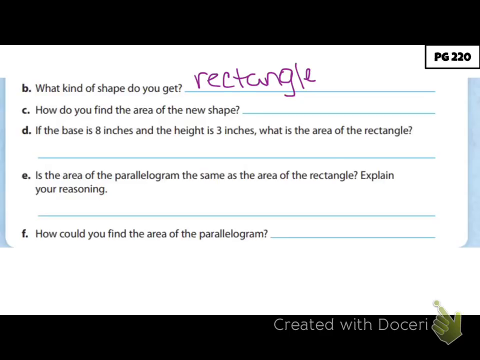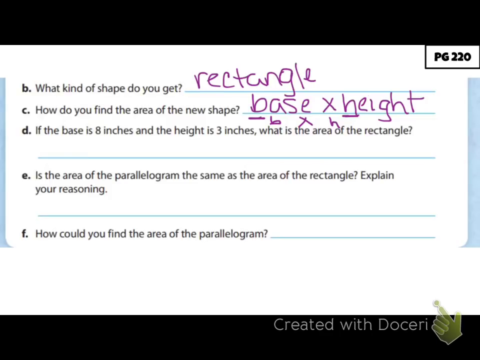C, how do you find the area of the new shape? We've talked about this before. The area of a rectangle is base times height. That is the same thing as length times width. It's just giving it a different name. But base times height. B is how we represent base. H is how we represent height. So it's B times H.